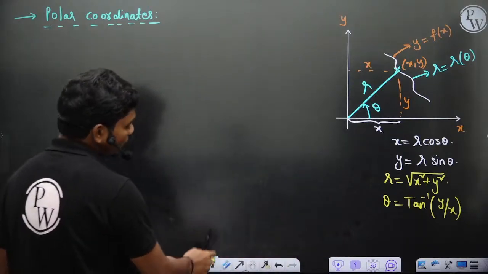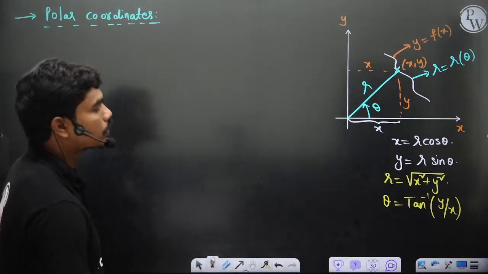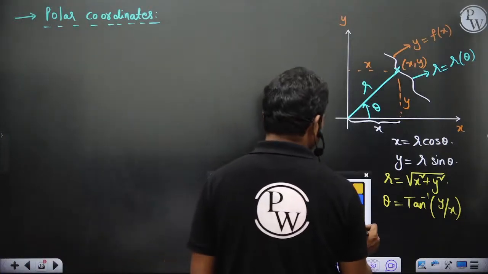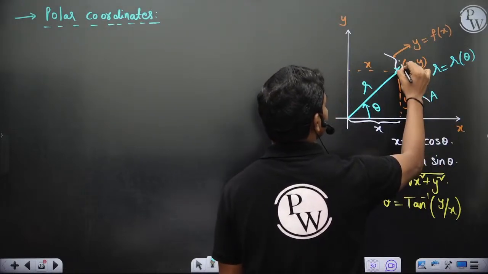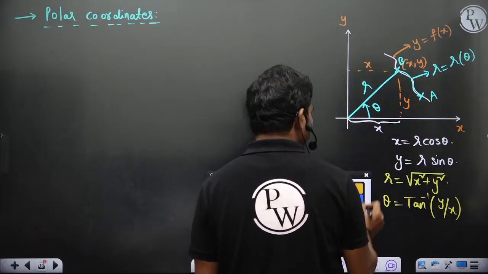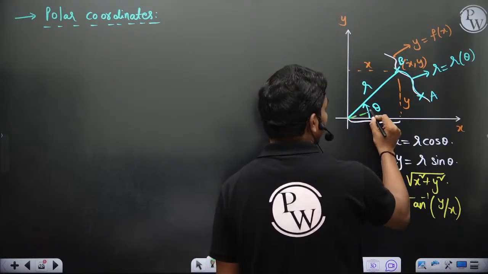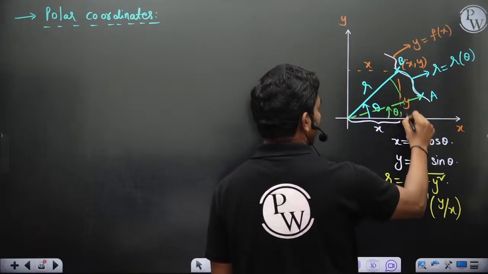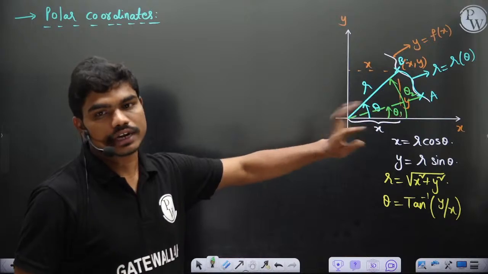Okay, so in polar coordinates, if you want to calculate the length between these two points A and B, how can you calculate? Ultimately, this point makes an angle theta 1 and this point makes theta 2, of course. And r changes according to theta as usual.